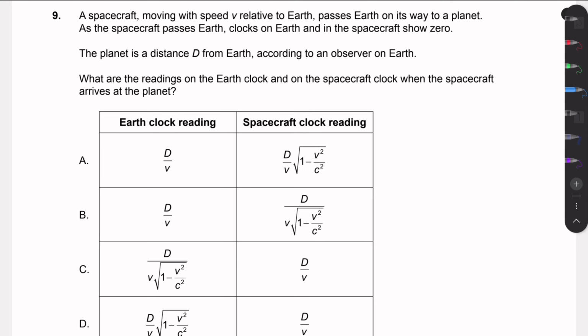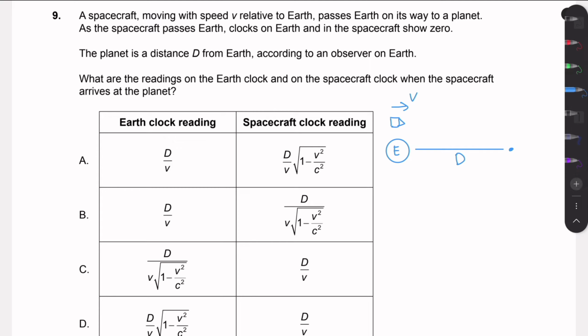And then here we have a spacecraft moving with speed v relative to Earth. This is Earth. We have a spacecraft moving with a speed of v, and it reaches some planet. In this situation, both clocks read 0. And the distance, according to people on the Earth, is d. What are the readings on the clock on the Earth and on the spacecraft?